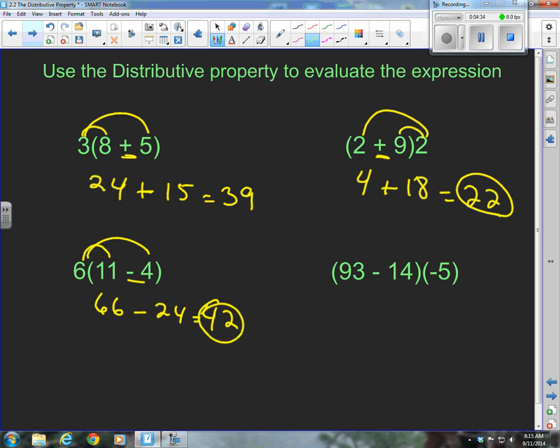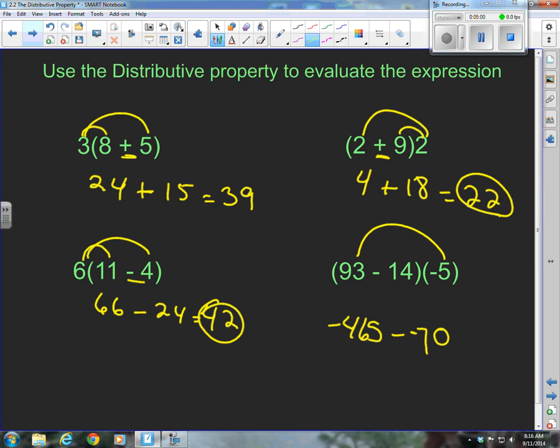Last one of these. I've got negative 5 times 93. Well, 5 times 3 is 15. 5 times 9 is 45. Plus 1, that's 46. And it's negative, so it's a negative 465. Minus, bring down the minus sign. 5 times 14. Well, that's going to be 70. Negative 70, right?